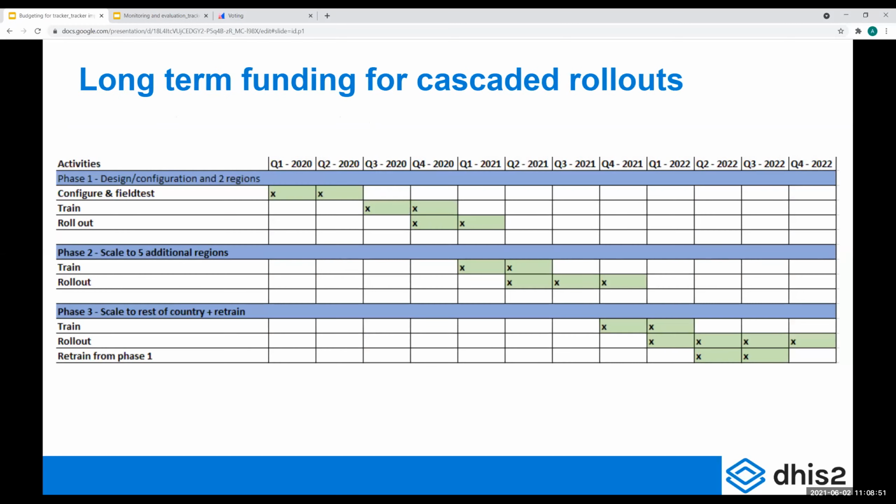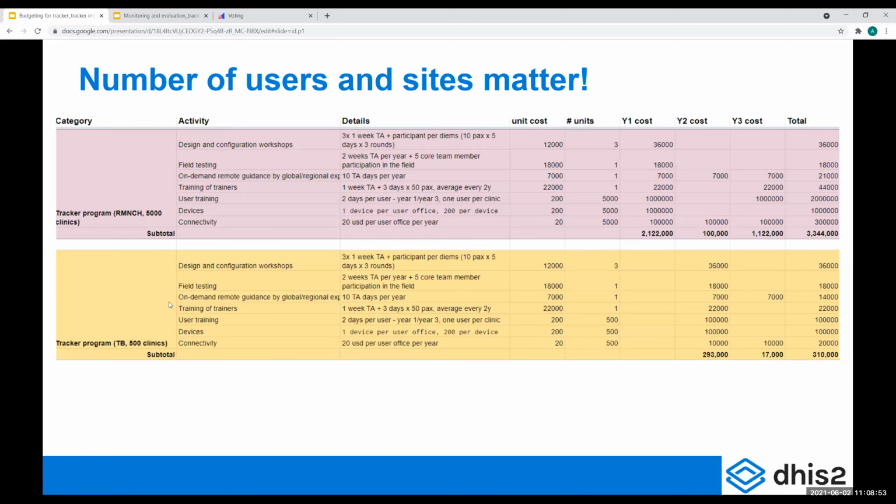Oops, very sorry. While the yellow one at the bottom here has exactly the same cost categories and the same amount of work for design and configuration, field testing, on-demand remote guidance, etc. But here, this is maybe a tracker program for tuberculosis. Maybe there are 500 clinics in the country, or it could be less. And you see that this is really what's driving the cost, and the cost of this program is about 1/10 of the other one. So that's something to just keep in mind, that the number of users, the number of devices, how much you're going to train them, that's really what drives the cost of your tracker program.